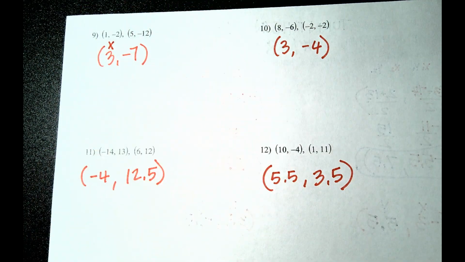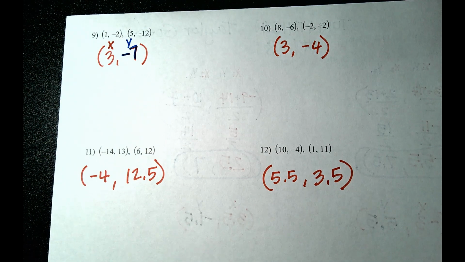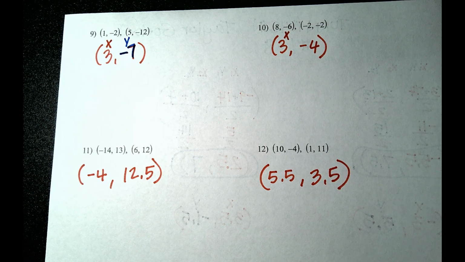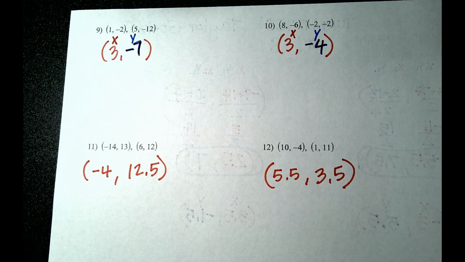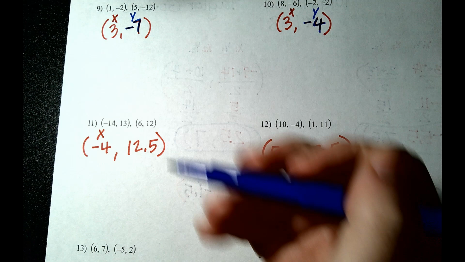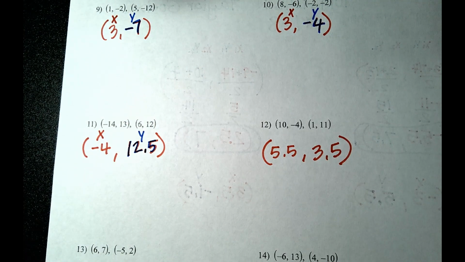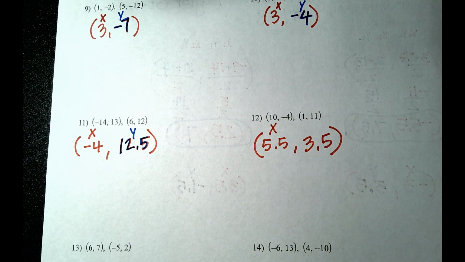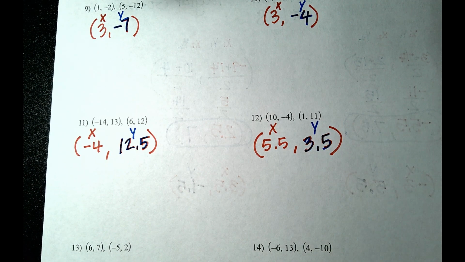Number 9, the x value is 3. The y value is negative 7. Number 10, the x value is 3. The y value is negative 4. Number 11, the x value is negative 4. The y value is 12.5. Number 12, the x value is 5.5. The y value is 3.5.